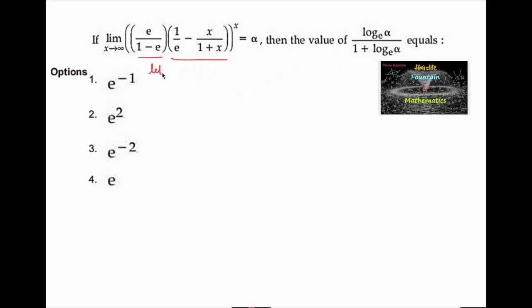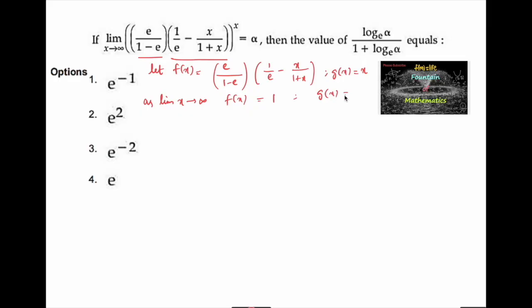So let us consider f of x is equal to e upon 1 minus e into 1 upon e minus x upon 1 plus x, and g of x is equal to x. As limit extends to infinity, f of x will give the answer as 1 and g of x will give answer infinity. So anyhow it is in the form of 1 power infinity, which is indeterminate form.